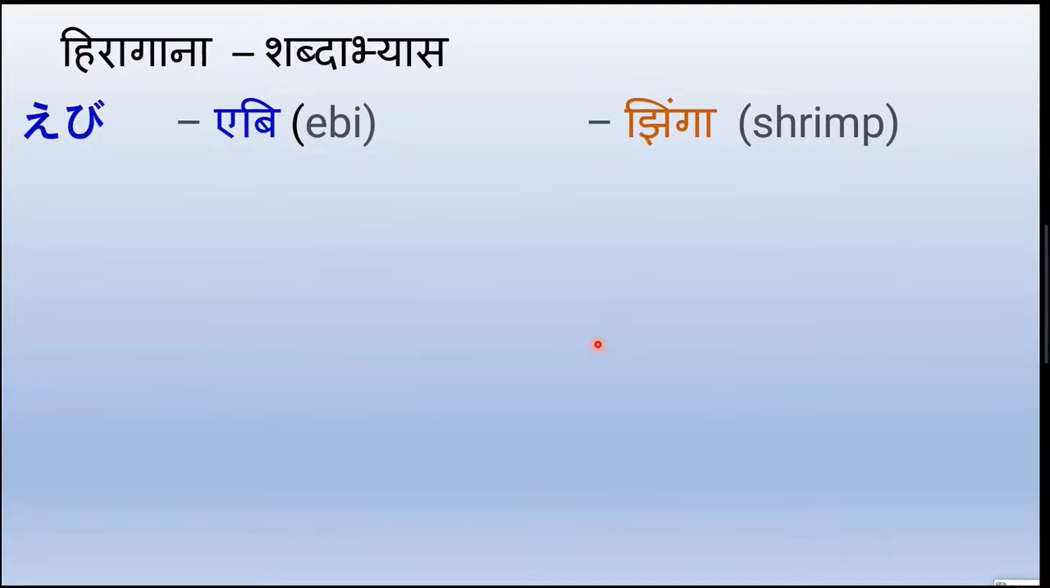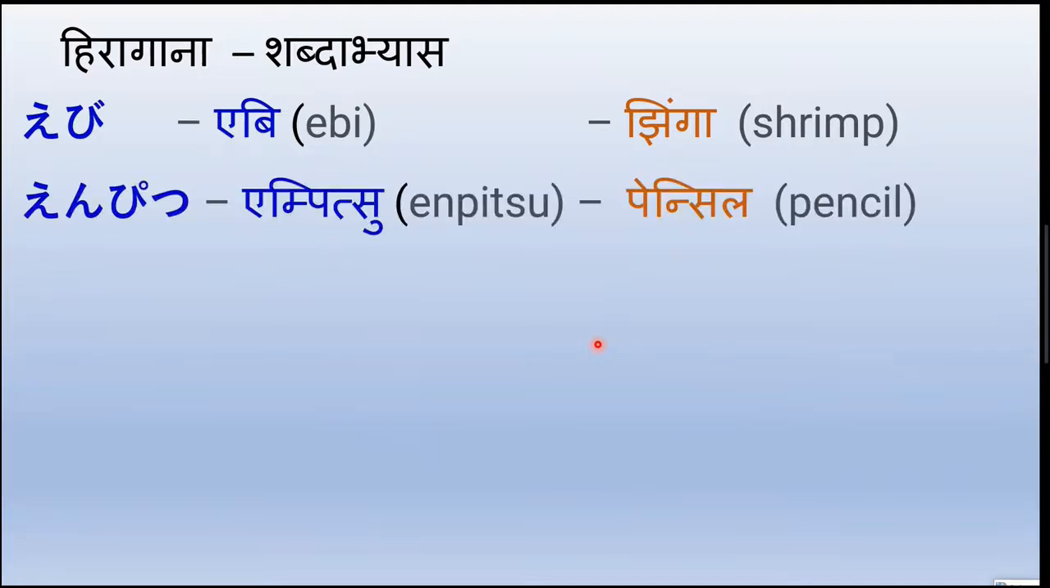Ebi, shrimp. Empitsu, pencil. The point to be noted is that although it's N written here, so we are writing Enpitsu, while pronouncing we call it Empitsu. We get the ma sound here. That is basically to make the pronunciation easier, as it is more difficult to pronounce it as Enpitsu. So we call it Empitsu, which is pencil.